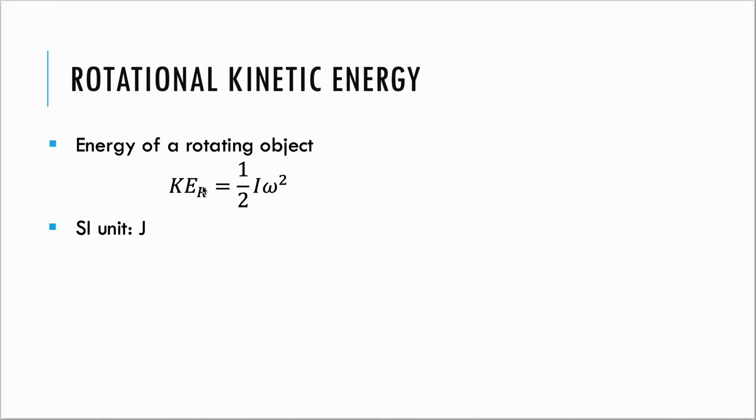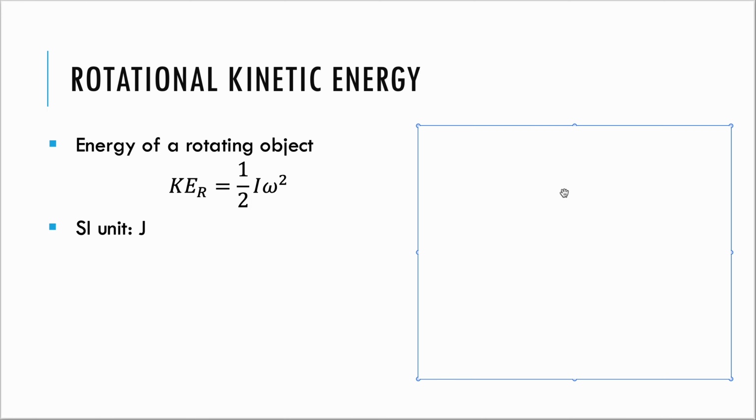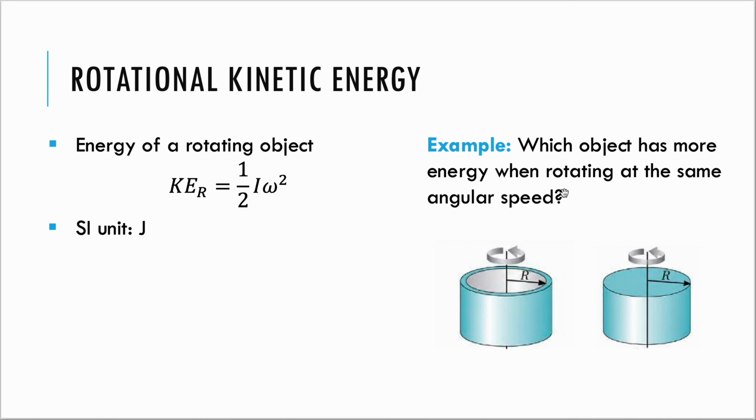The rotational kinetic energy is given by 1/2 I omega squared. The unit is joules, just like all the other types of energies that we have talked about. Let's look at an example.